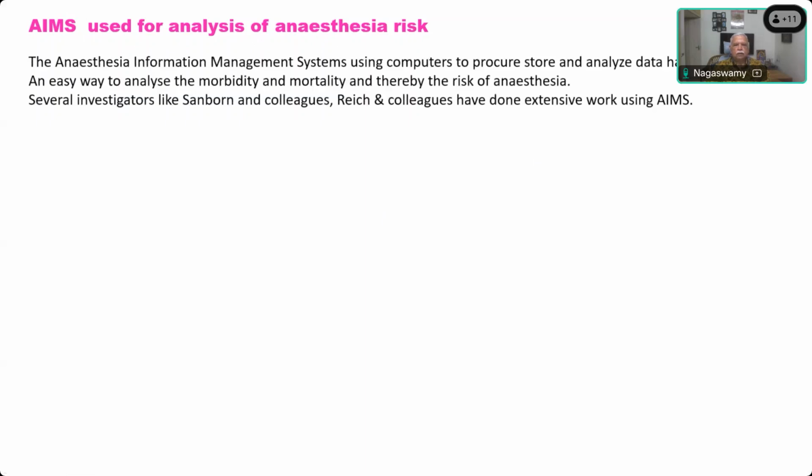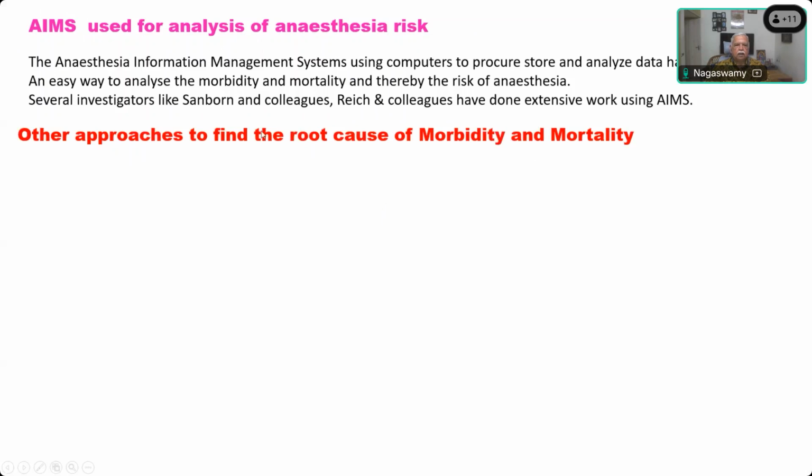So it's a system using computers to procure, store, and analyze data, and an easy way to analyze the morbidity and mortality and thereby the risk of anesthesia. This is the main purpose of this AIMS. Instead of manually writing and recording all the parameters, you use the computer system to procure, store, and analyze all the data. And several investigators like Sanborn and colleagues, Reich and colleagues, they have done extensive work using this particular technique. And other approaches to find the root cause of morbidity and mortality are, what are they?